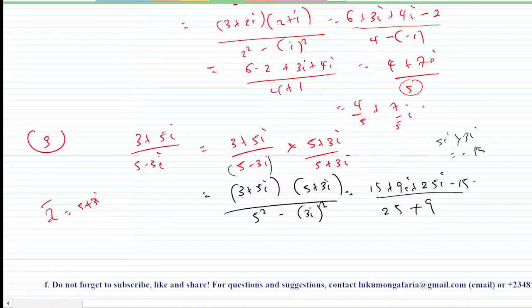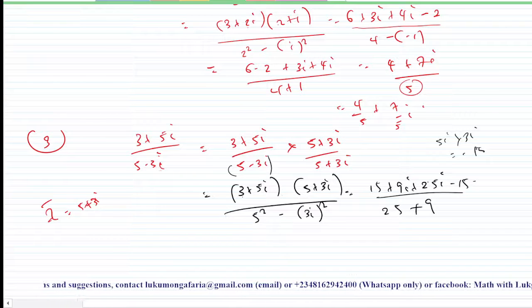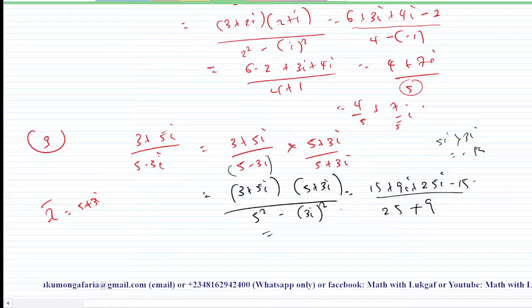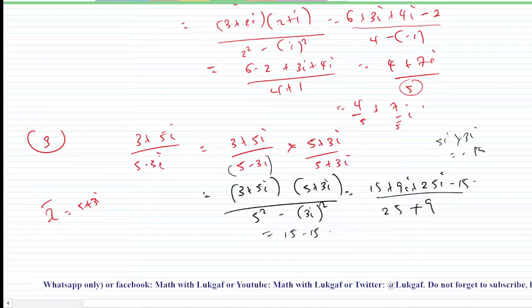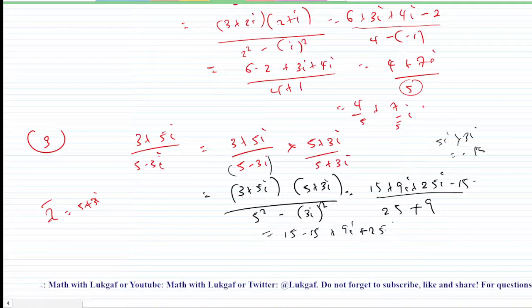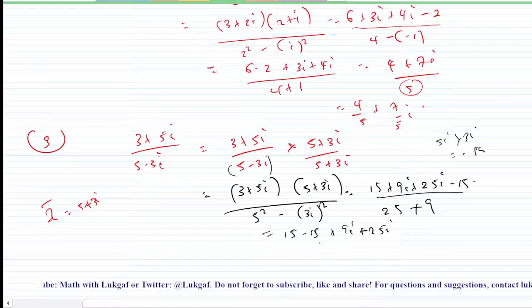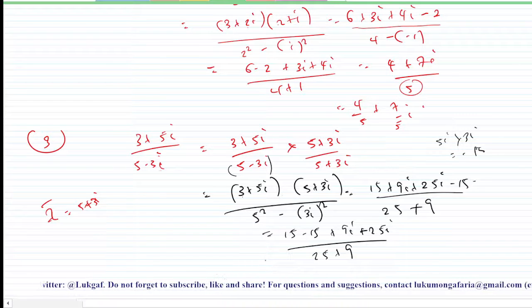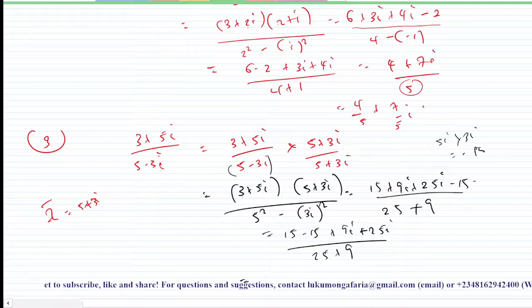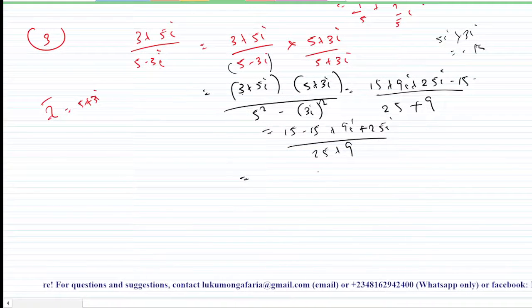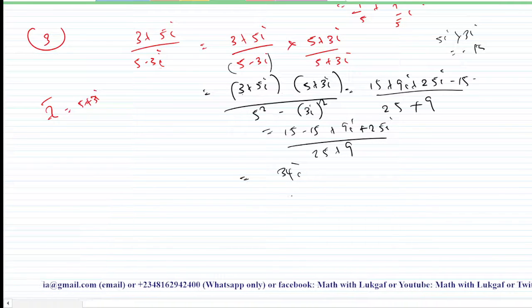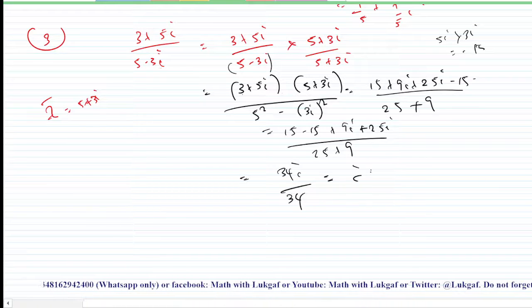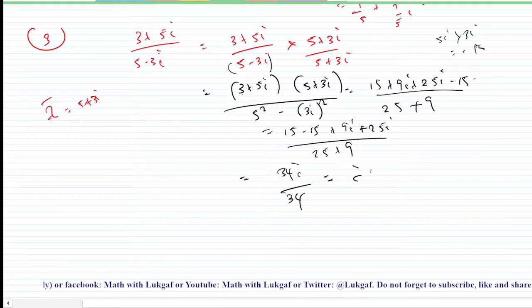Do you know how I obtained plus 9? This is minus 9, and minus 9 times minus gives me positive. So then, don't forget, if you are adding or subtracting complex numbers, you merge real with real, imaginary with imaginary. Then this will cancel this. So 15 minus 15 is 0, and 9i plus 25i is going to give me 34i, then divided by 34. So that's going to give me i.